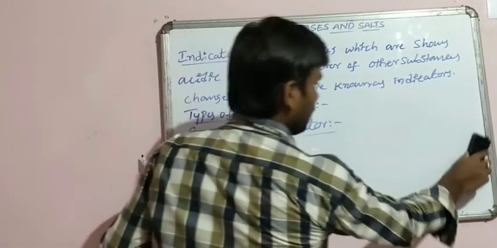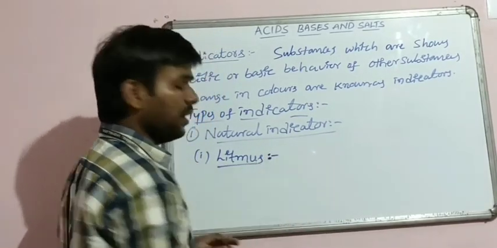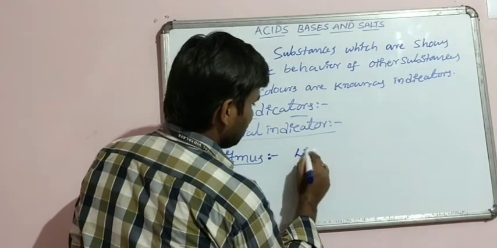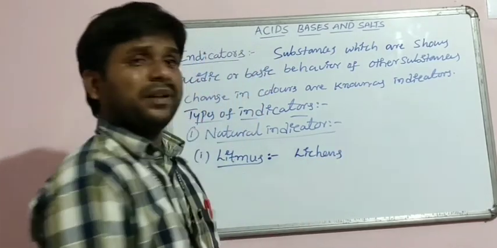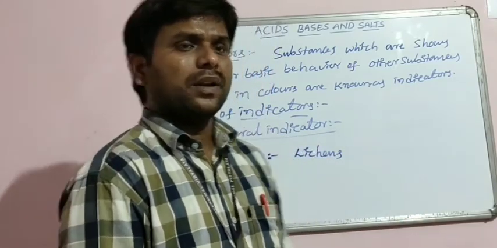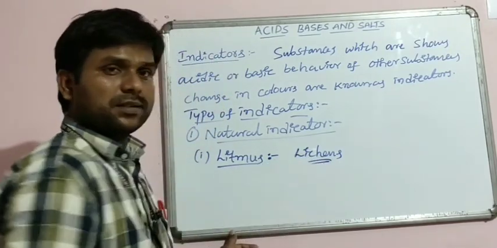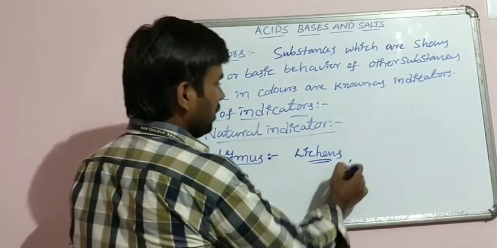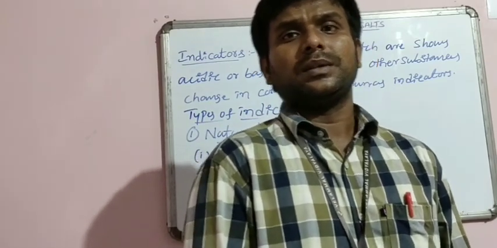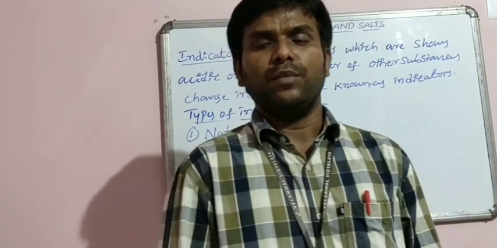First, litmus. What is litmus? Litmus is obtained from lichens. Lichens are small types of plants, small size of plants. It is available in two forms: in the solution form, and it exists in two types of litmus papers. One is red litmus paper and one is blue litmus paper.